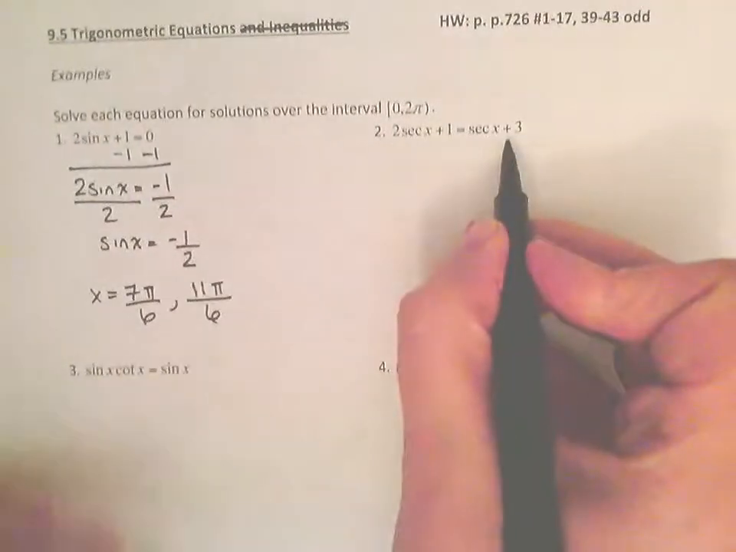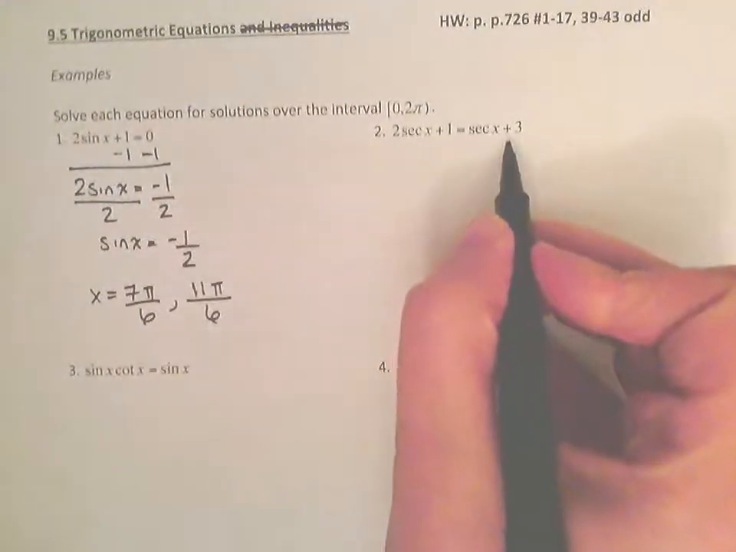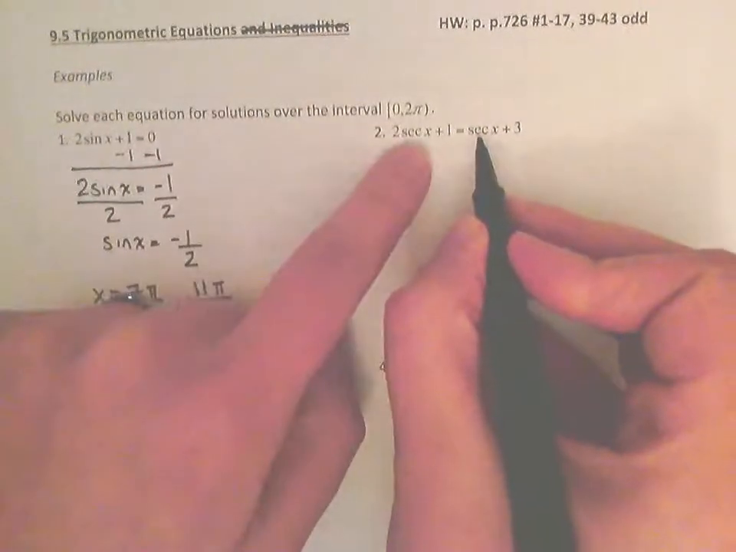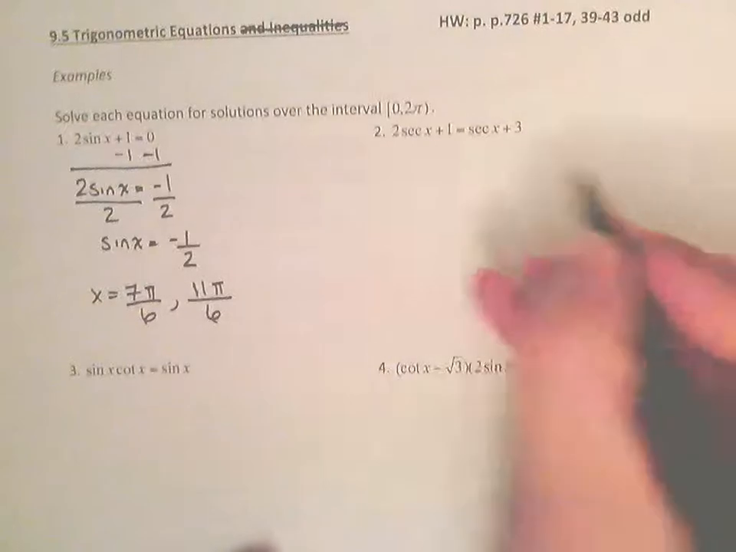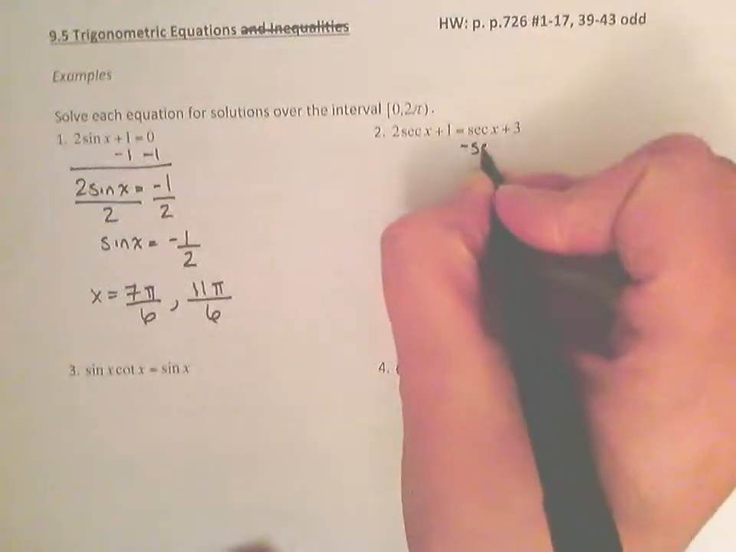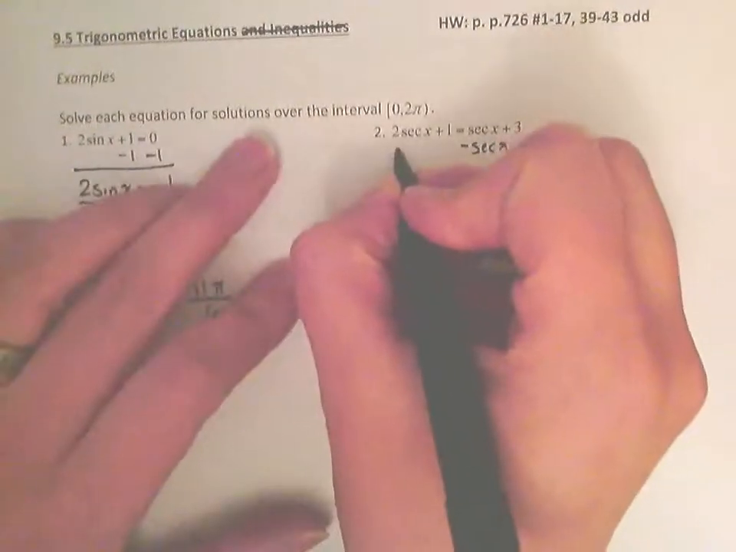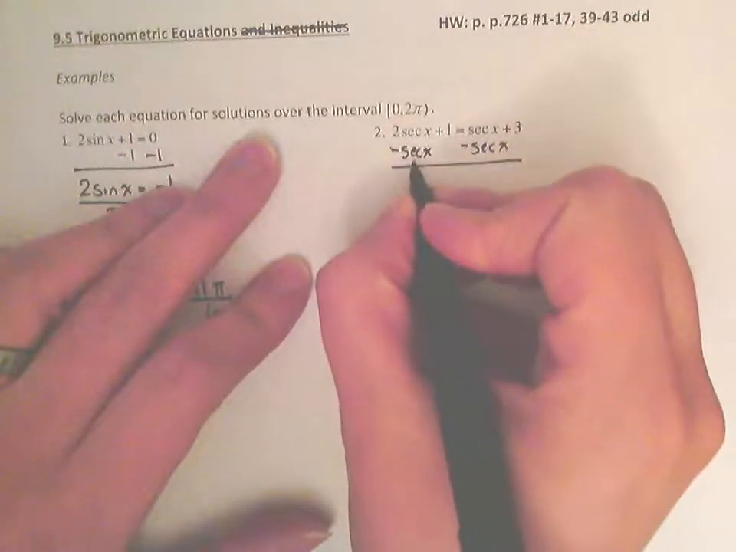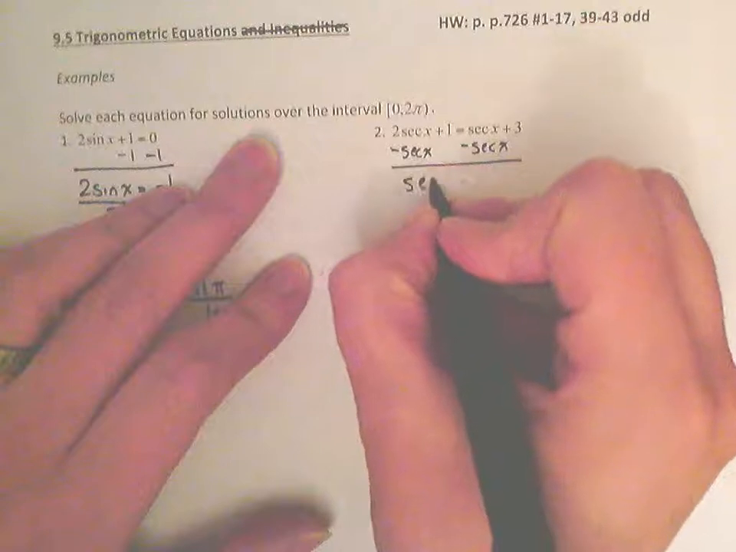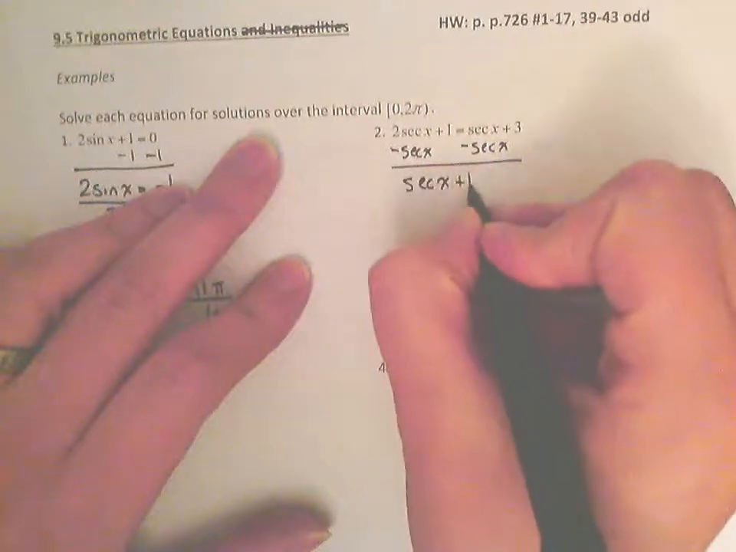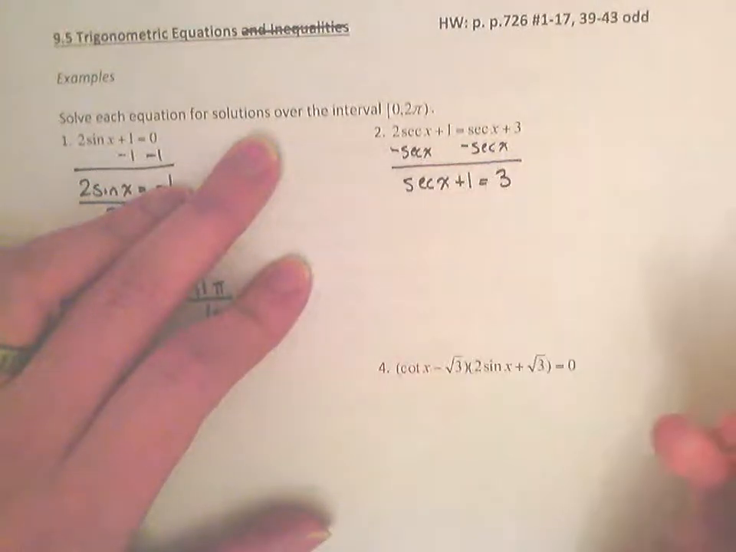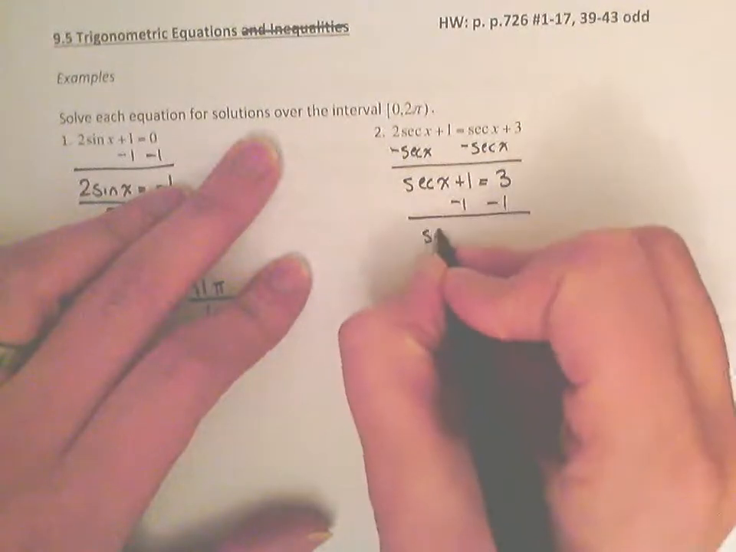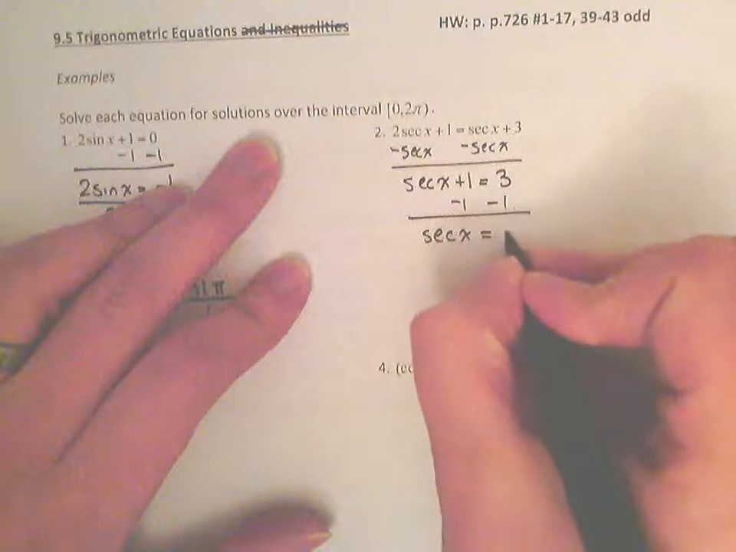So here it's still linear, it's not quadratic, so you solve it just like a linear equation. Because we have secant in 2 spots, we can combine like terms. So if you subtract secant of x from here and subtract secant of x from here, what's 2 secant of x minus 1 secant of x? You have secant of x plus 1 equals 3. And now you just continue this. So -1, -1, and this is secant of x equals 2.